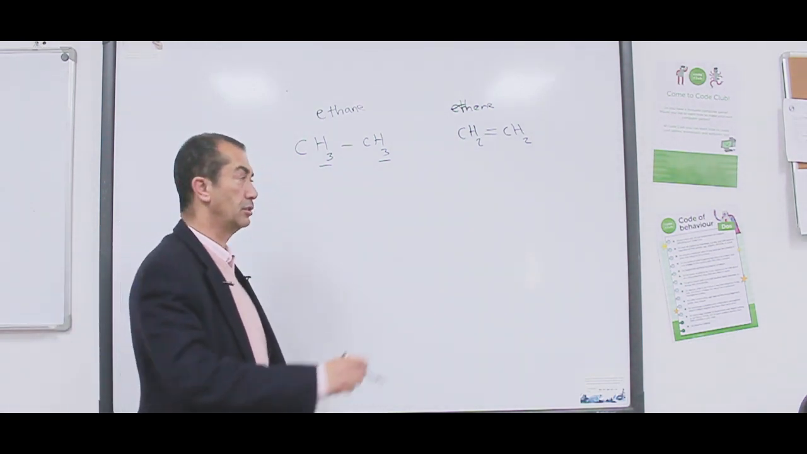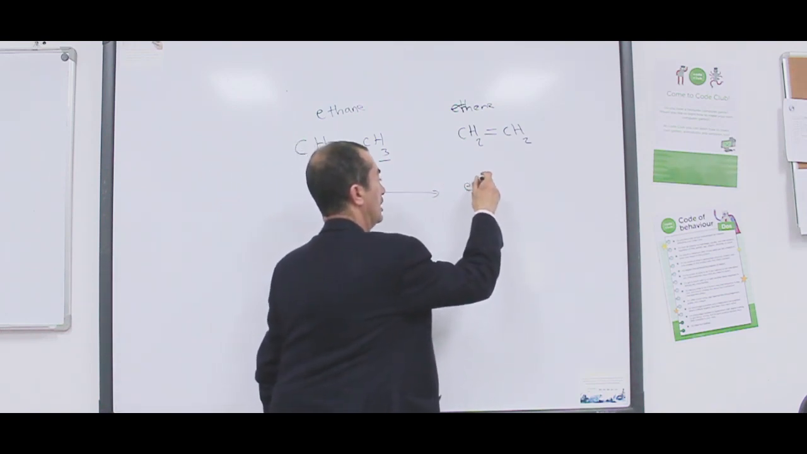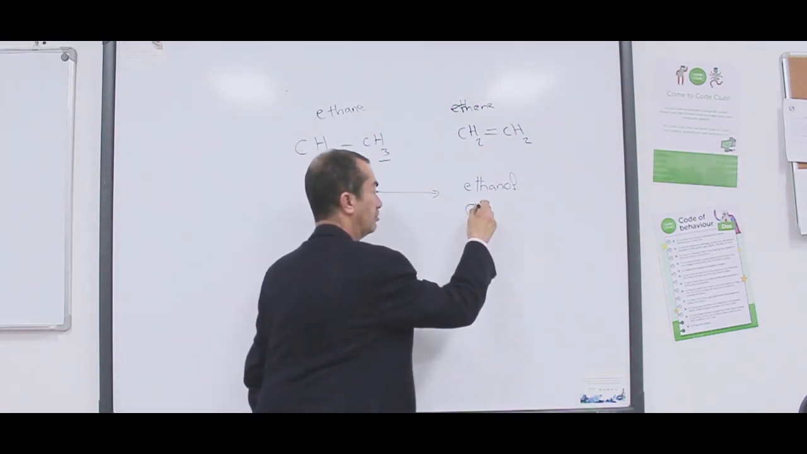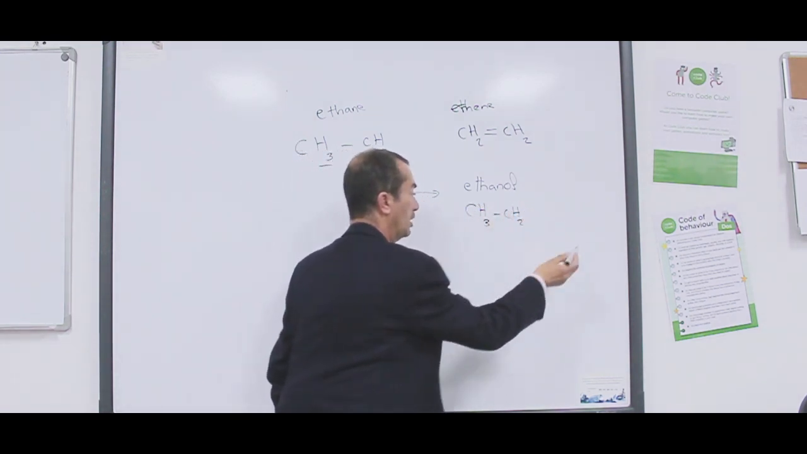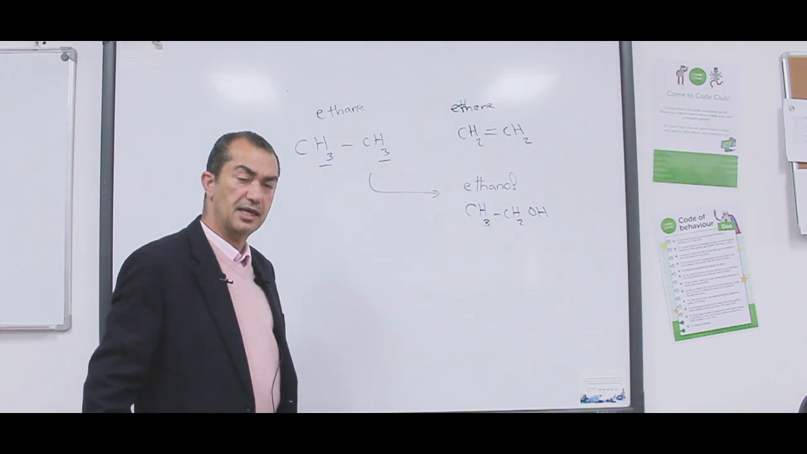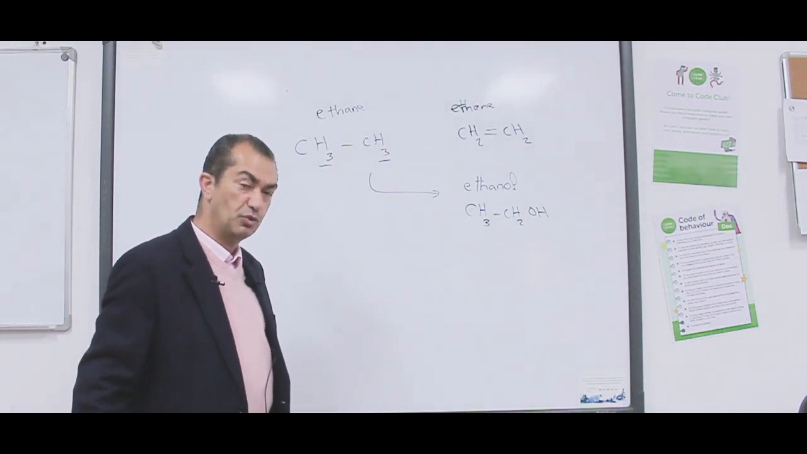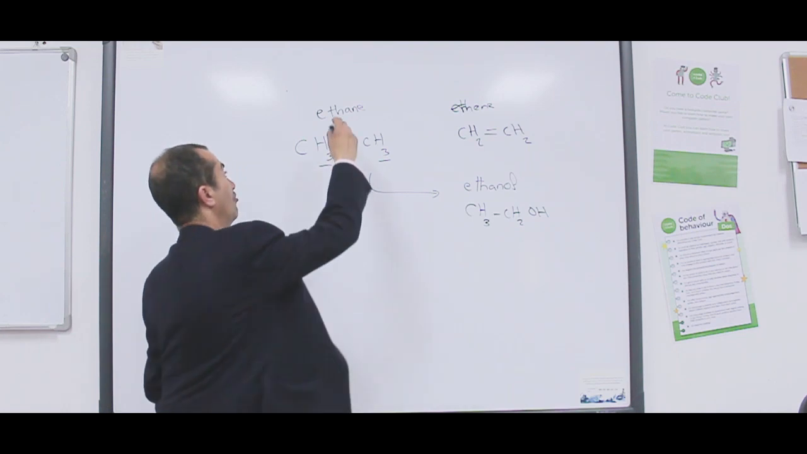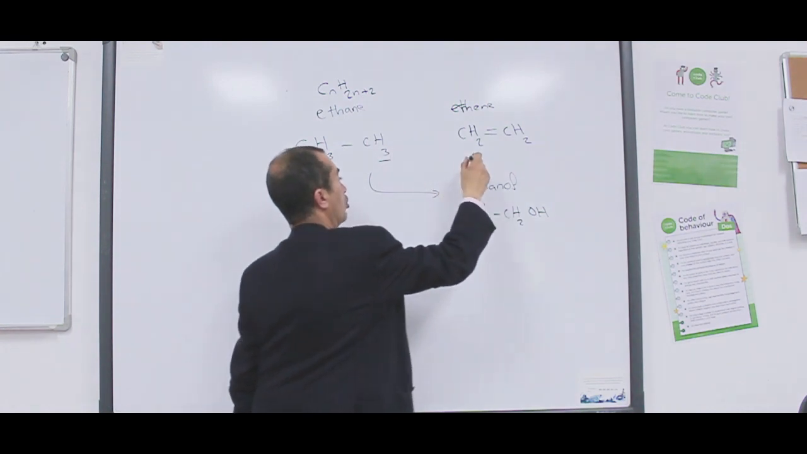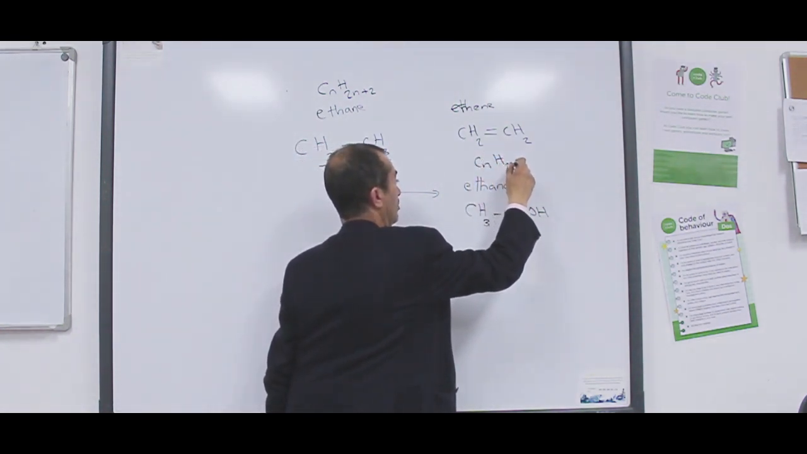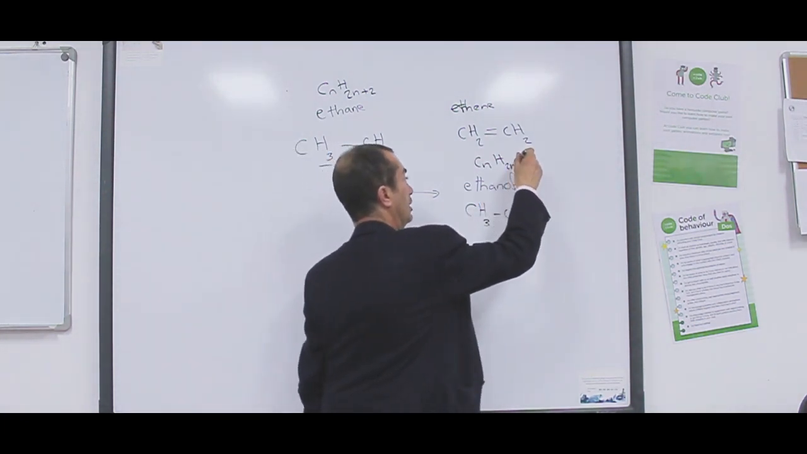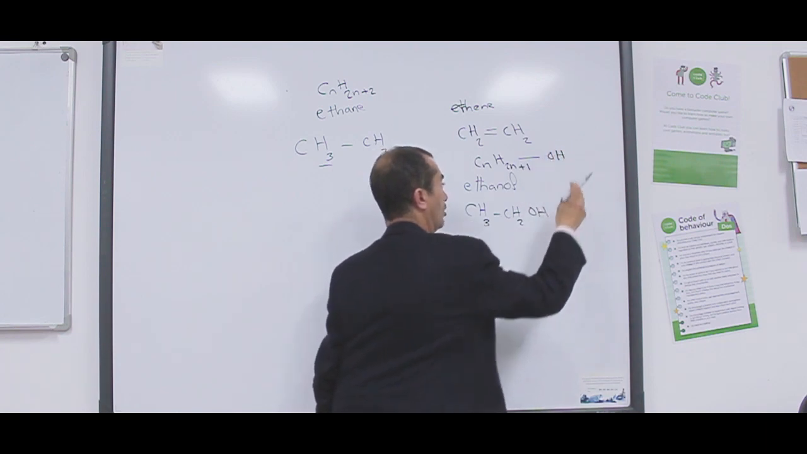Also, I can convert ethane into ethanol. How? By removing an H, so it's CH3CH2, then replacing it with OH. So this is ethanol. But the difference from the general formula of alkanes, CnH2n+2, is that for alcohols it is CnH2n+1OH. We removed an H atom, and we put OH instead of it.